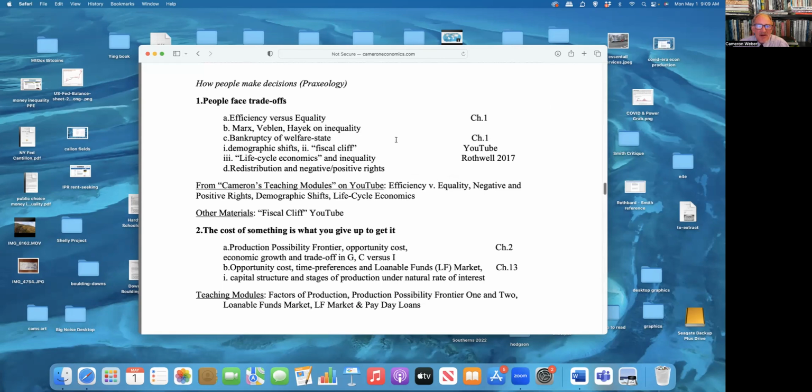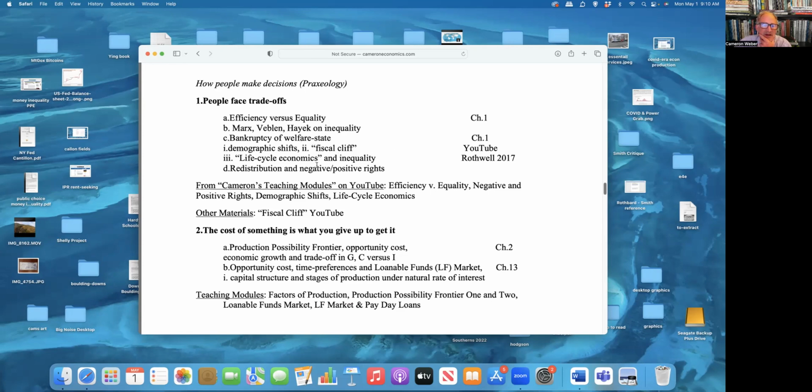So the way the syllabus works, and the way you can study these topics, is let's start with people face trade-offs, praxology, Mankiw's economic principle number 1. The main subtopics here are efficiency versus equality, which you can find in Mankiw's chapter 1. And then differing views on inequality: Marx, Veblen, and Hayek, and then how the welfare state has become bankrupt. These are in chapter 1 of Mankiw.